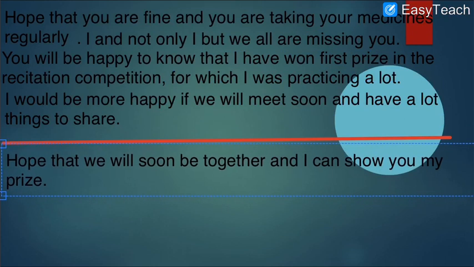Hope that we will soon be together and I can show you my prize. Now again you have to leave one line. Now what will you write? Obviously, the complimentary closure. But first of all, I am giving you time to write down this paragraph. I will read it again. I will explain it again. Quickly start writing it.